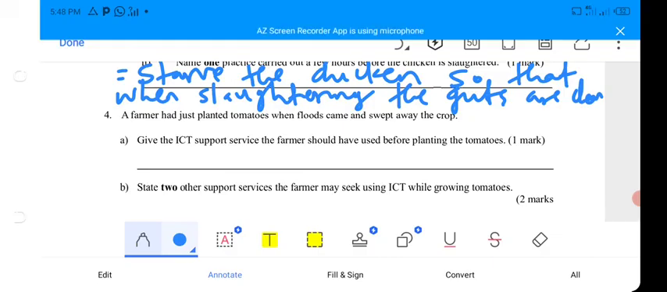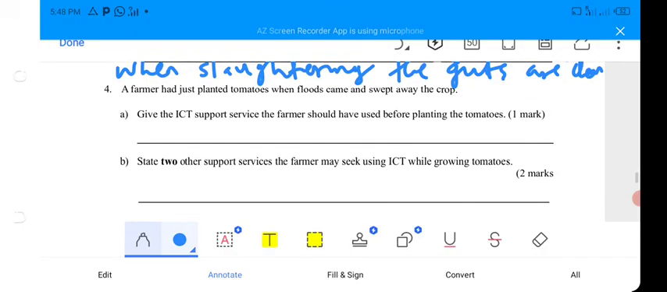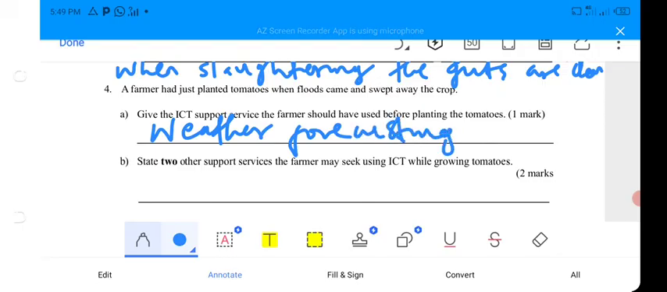Question 4. A farmer had just planted tomatoes when floods came and swept away the crops. Give the ICT support service the farmer would have used before planting tomato. The ICT support was weather forecasting. Because remember floods, they come from rain, and the rain is an element of weather, so the farmer missed weather forecasting.